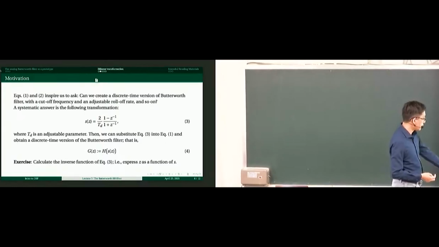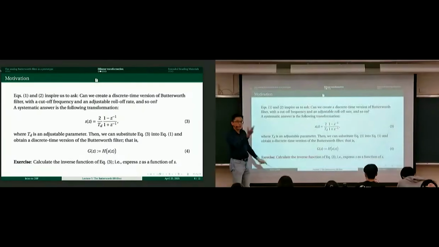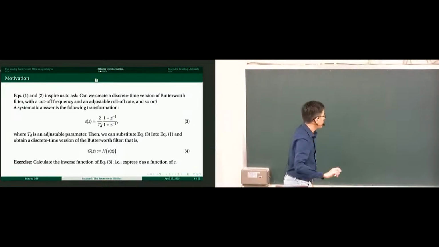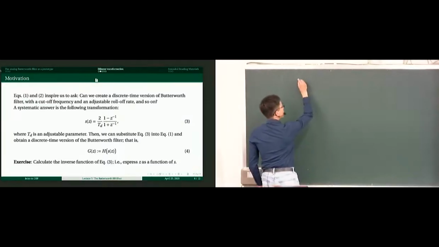But here is a nice little exercise which we might use from time to time. If S is a function of Z, and bilinear transformation, bi means bidirectional, right? So Z can also be expressed as a function of S, okay? Let's maybe work this out. There's an exercise. We can try to say, find Z as a function of S.